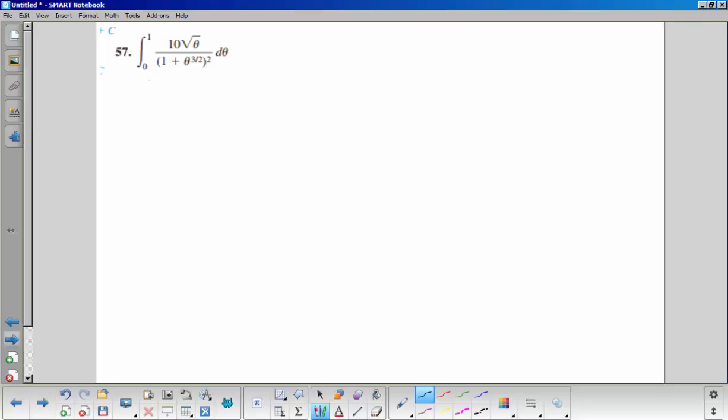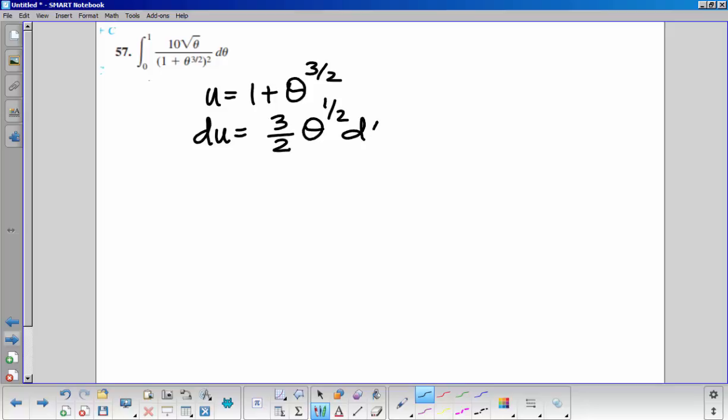What are we going to let u be here? What's being raised to a bigger power? Well, the 3 over 2. Okay, so I would let u here be 1 plus theta to the 3 halves. Why? What's the derivative of that? It's 3 halves theta to the 1/2. Do we have a theta to the 1/2 in our integrand? We do. So this is d theta.